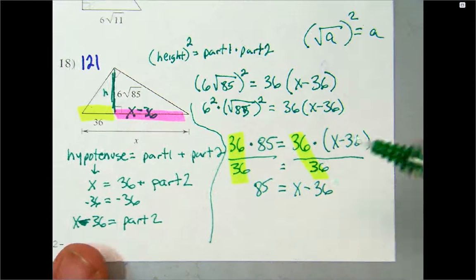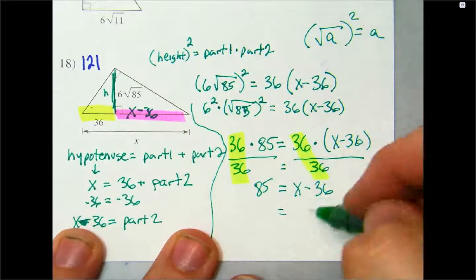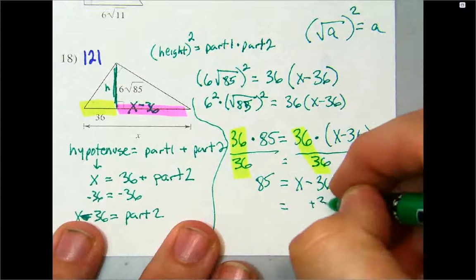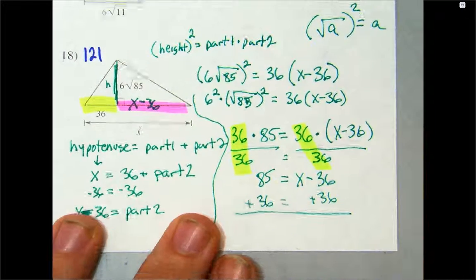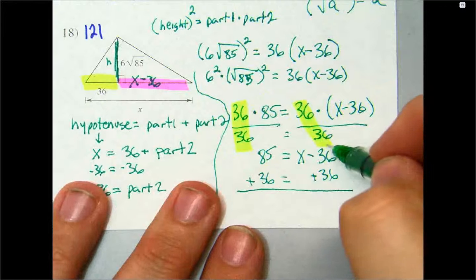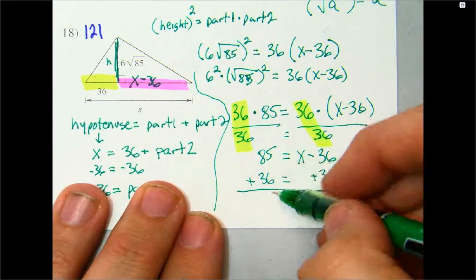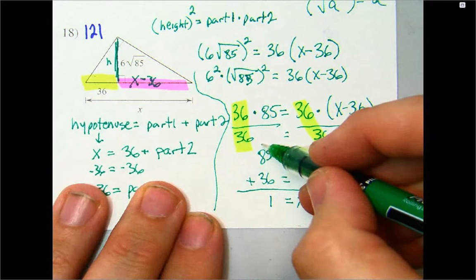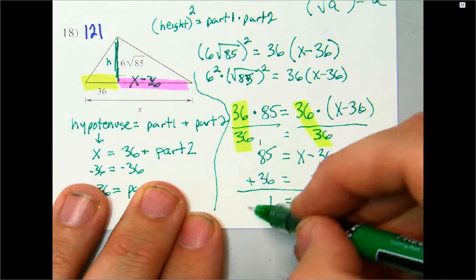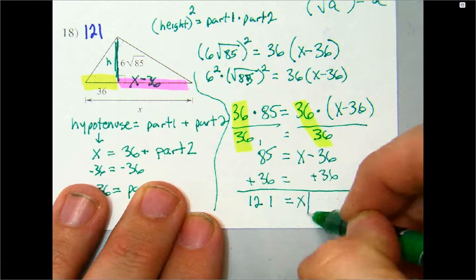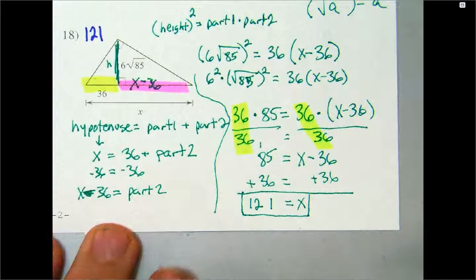Alright, so I want x, so I'm just going to add 36 to both sides. So negative 36 plus 36, that's just an x. 5 plus 1 is 11. I hope it is. Carry the 1, 8, 9, 121. Is that what our answer was? Yep. Does that make sense how we did that? Cool.